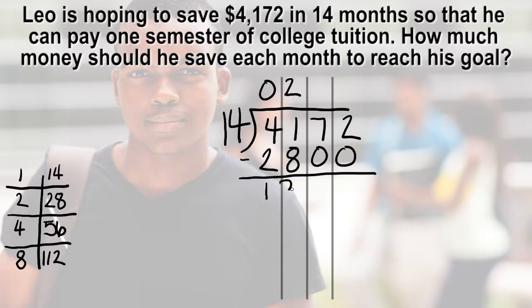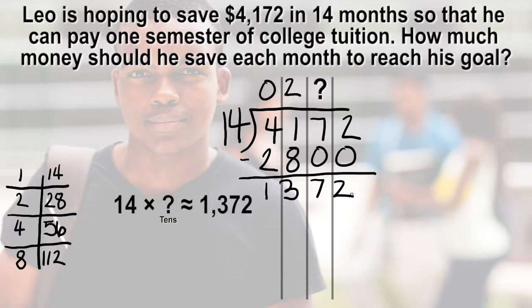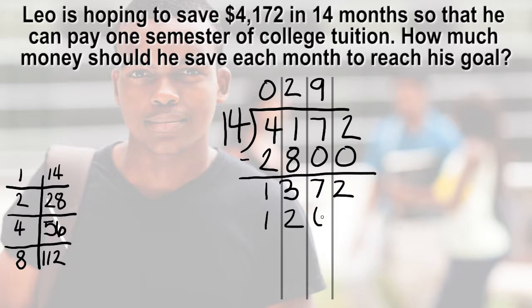There are 1,372 left to be shared into each of the 14 groups. 14 times how many tens is close to 1,372? 14 times 90 is 1,260. A 9 is recorded in the tens column of the quotient, and 1,260 is subtracted from the dividend.